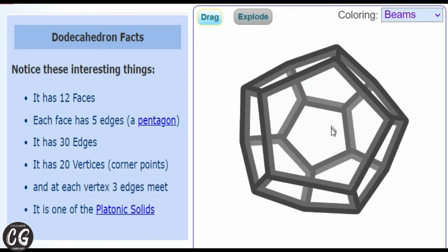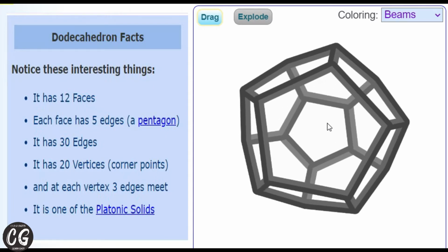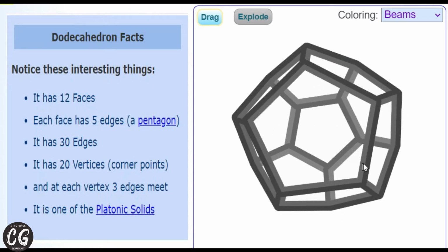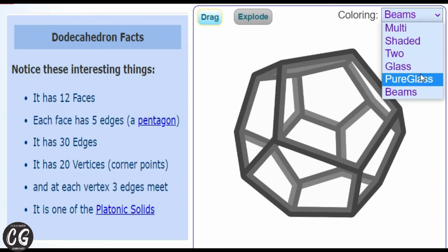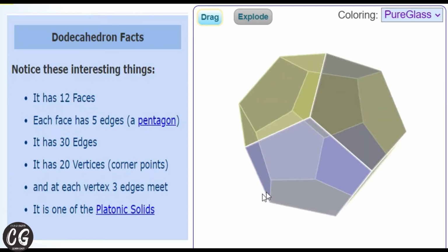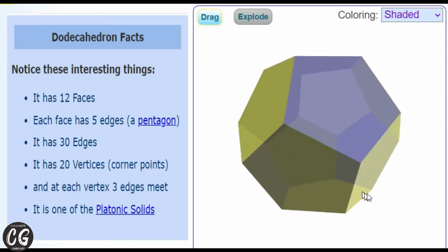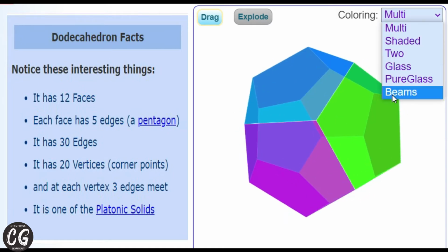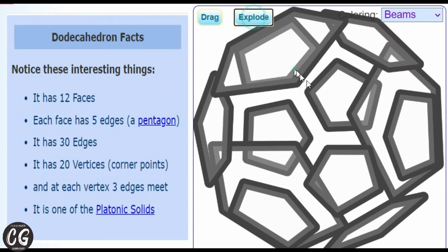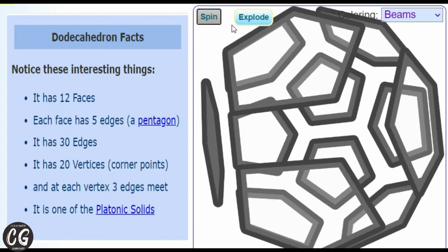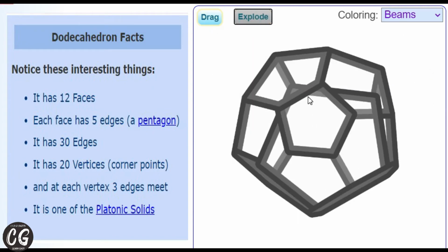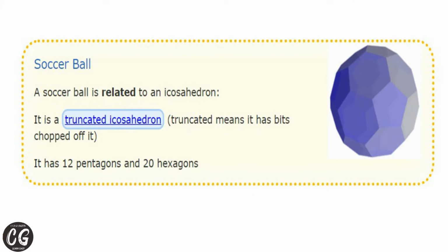Dodecahedron, 12 pentagons combined together. It is a regular polyhedron. They are called regular polyhedrons because no different shapes are combined, only single shapes. And the dodecahedron is not the football or soccer ball shape, because the soccer ball shape is called a truncated icosahedron, which has 12 pentagons and 20 hexagons.